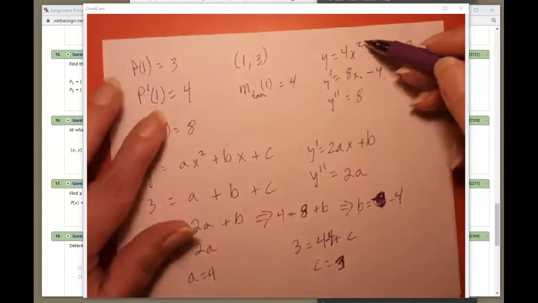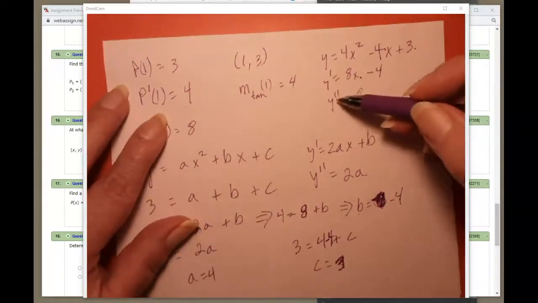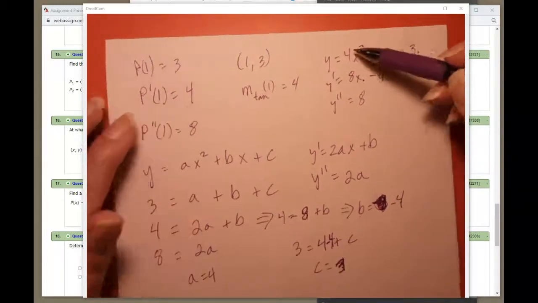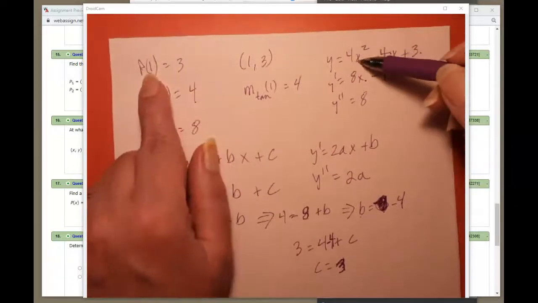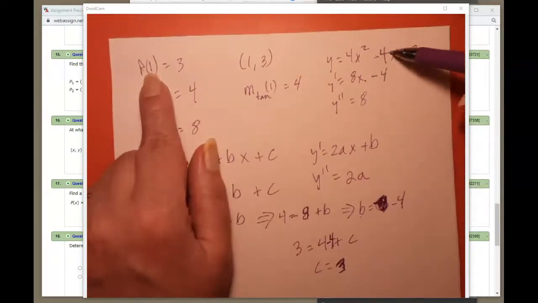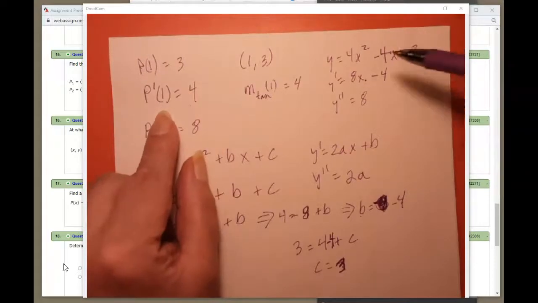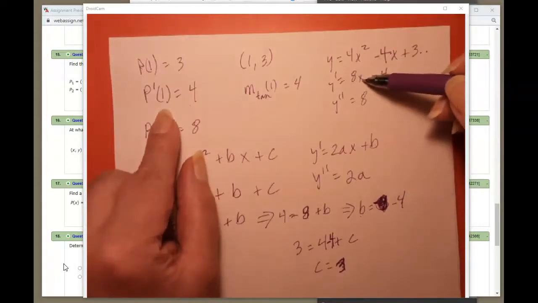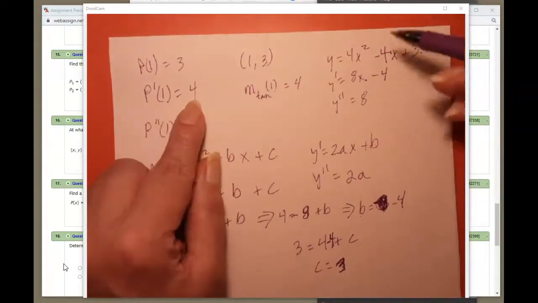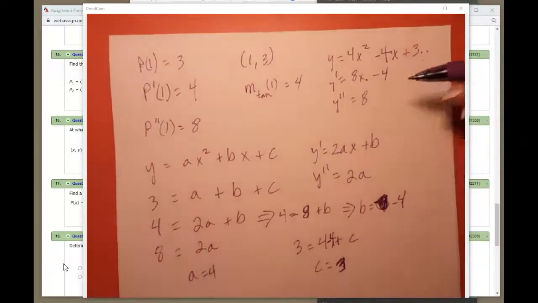So y prime will be the derivative of this, which is 8x minus 4, and y double prime would be just 8. So we'll try these and make sure they work. If I put 1 in, I get 4 minus 4 plus 3, which gives me 3. So that's right. If I put 1 in here, 8 times 1 gives me 8 minus 4 gives me 4. That's right. And y double prime is 8.